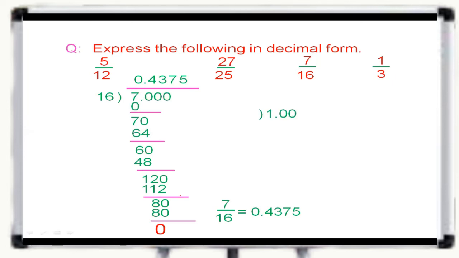Take the last one, 1 by 3. Here 1 is the dividend and 3 is the divisor. So 3 into 0, 0. We get 1 here, and take 0, 10. 3 threes are 9, we get 1, and 10, 3 threes are 9.